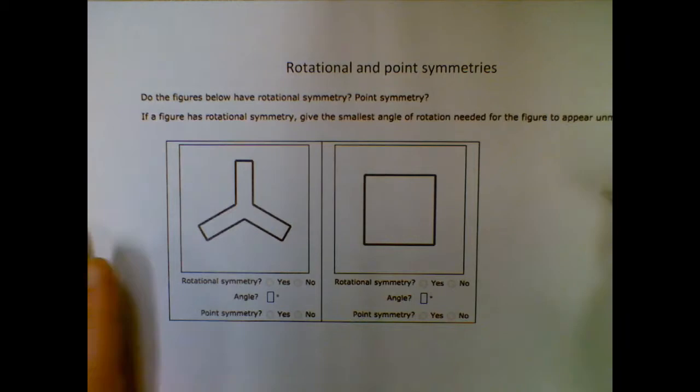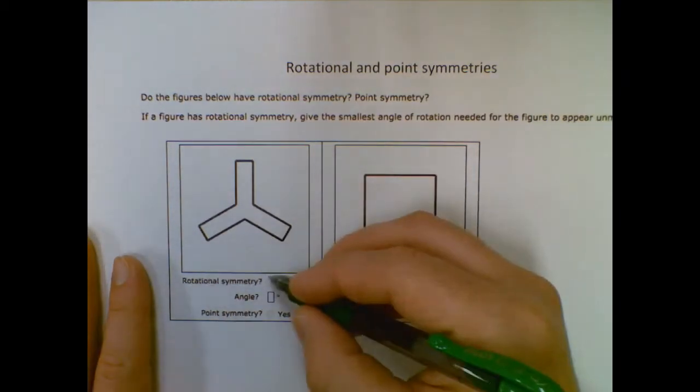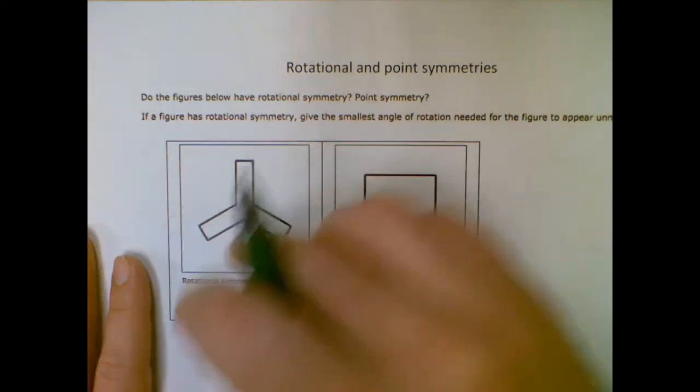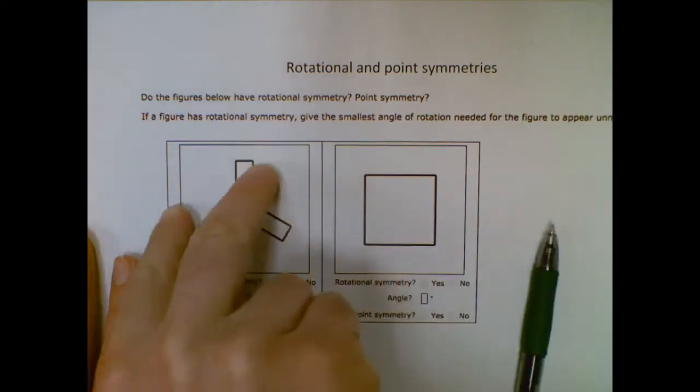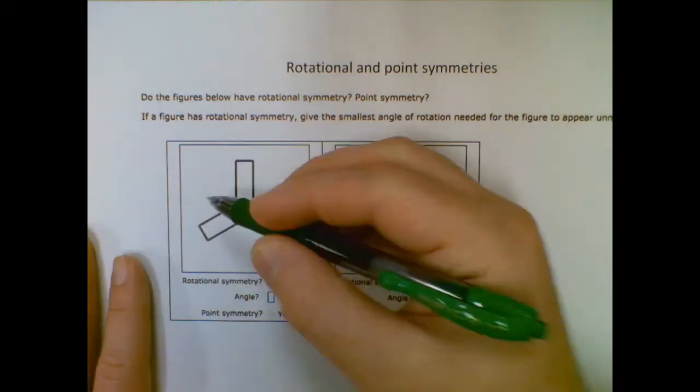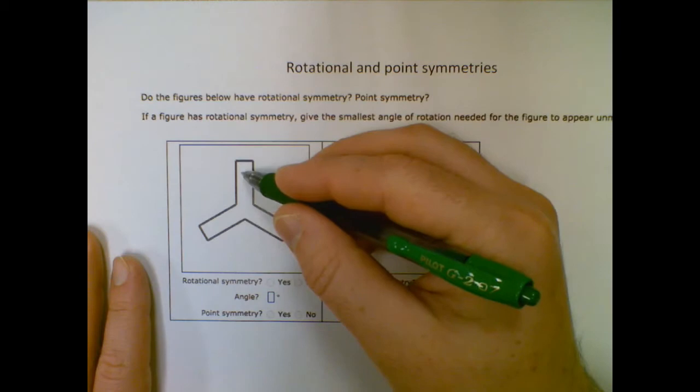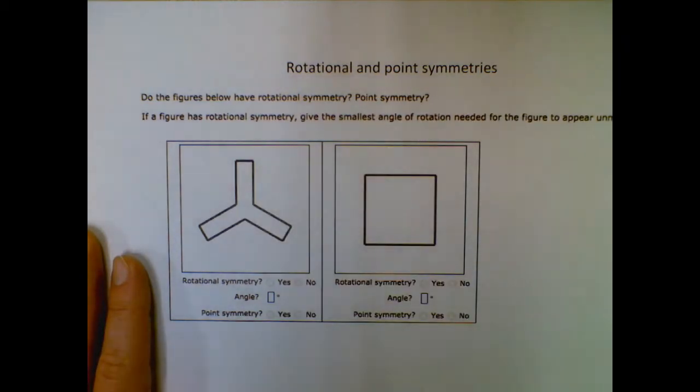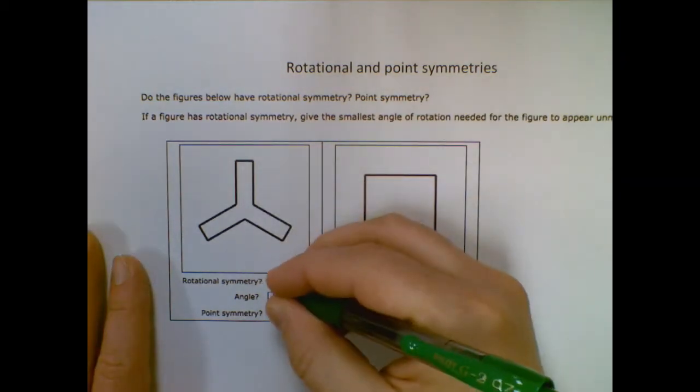Okay, so we'll go through and check each of these. So, does this have rotational symmetry? It means if this was like a knob, could I turn this shape and have it land and look exactly the same without turning it entirely over? And the answer is yes.